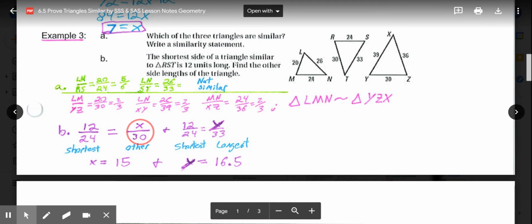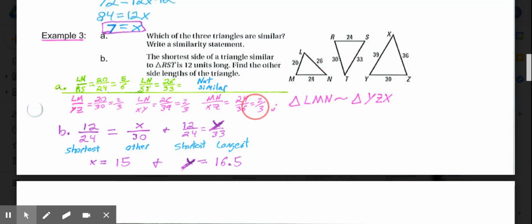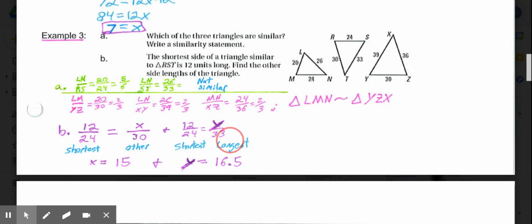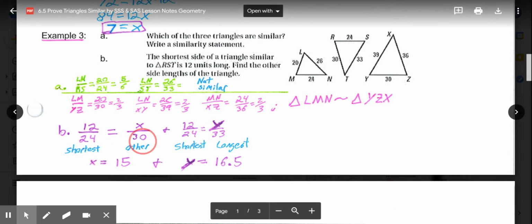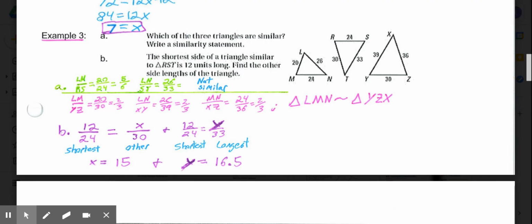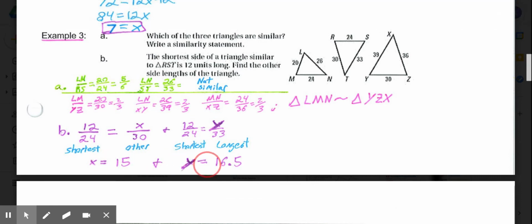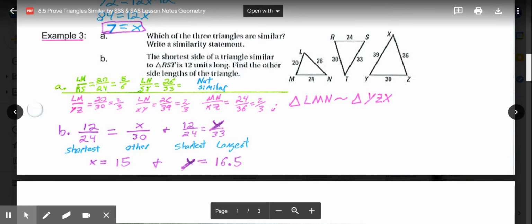To figure out the middle side, RT is 30, so I'd have x over 30. To figure out my longest side, ST is 33, so I could do y over 33. So we're setting up a proportion for both. Then you cross multiply and divide to solve for x and y. So x would be 15 and y would be 16.5. So our three side lengths would be 12, 15, and 16.5.